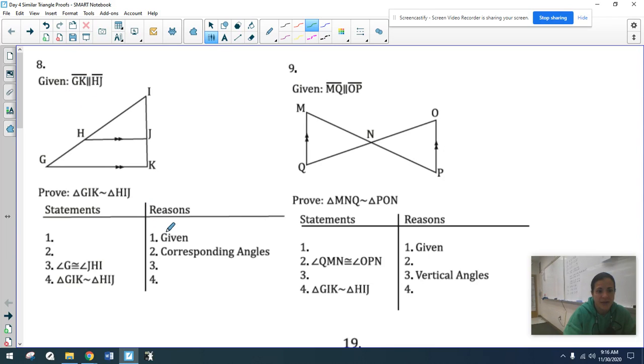So make sure that obviously, you're going to be putting your given in there. So don't leave that out. Some people are getting lazy and they don't want to write it. Just make sure that you include it. Okay. And then it says corresponding angles.